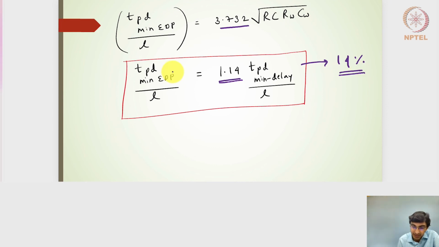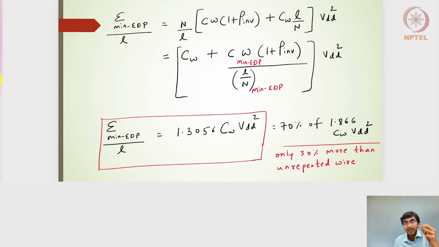So if I want to design my repeaters, the width of the repeaters as well as the optimum number of repeaters, for achieving the minimum EDP, then it will give me a delay which is 14% more than that of the optimized design which gives the minimum delay per unit length. If the delay has increased by 14%, then the energy has to naturally decrease, because we are trying to achieve the minimum EDP point. The product of energy and delay has to be minimum, and that's where we have extracted the optimized W and optimized L by N.